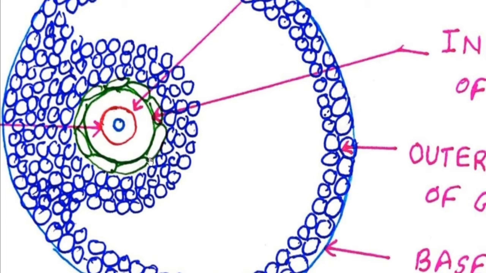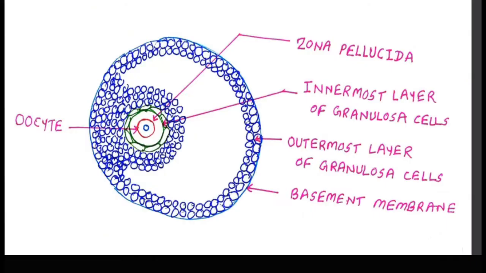Okay, so corona radiata: the word corona is related to crown-like cells. The cells that radiate as crown-like structures are called the corona radiata. They surround the egg. So as we have seen, the innermost layer of the granulosa cells that surrounds the oocyte gets converted into the corona radiata, and this is the outermost layer of the granulosa cells that encircles the basement membrane.